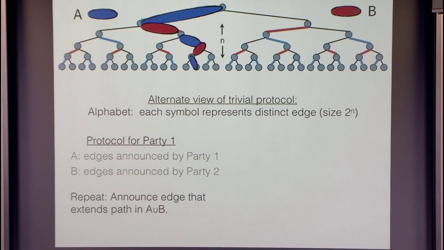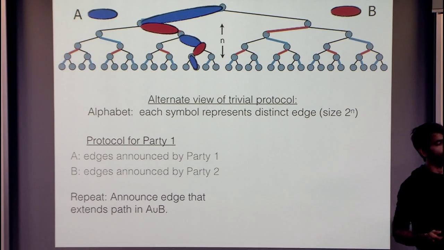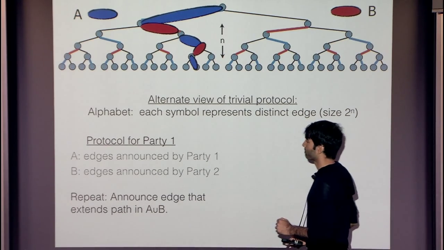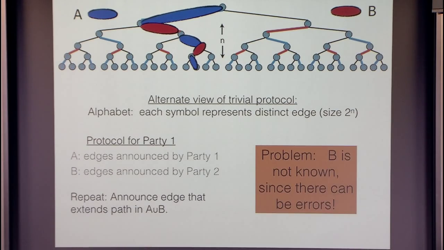And so on, right? So in every step, someone who can extend the path that they know about so far announces the edge that helps to extend it, and eventually they find the leaf that they're interested in. Okay, so that's the trivial protocol.